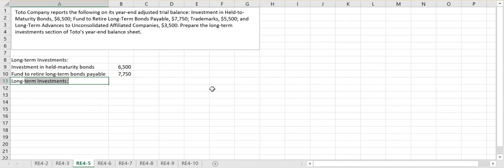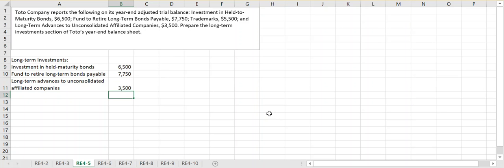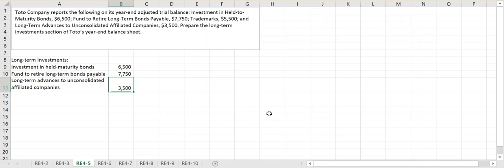We also have our long-term advances to unconsolidated affiliated companies. So unconsolidated affiliated companies, again, we're affiliated with them in some way, but we don't consolidate our financial statements with them. So we have to put that information in here as well.